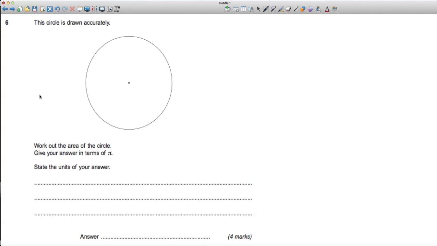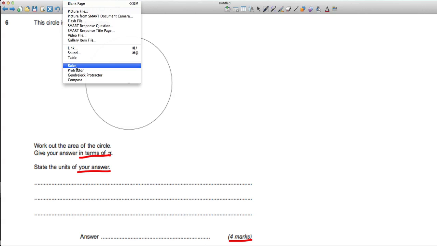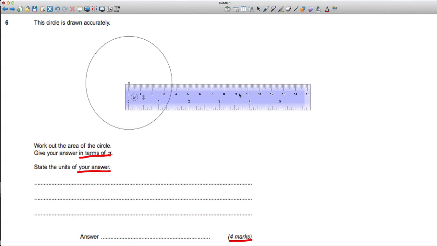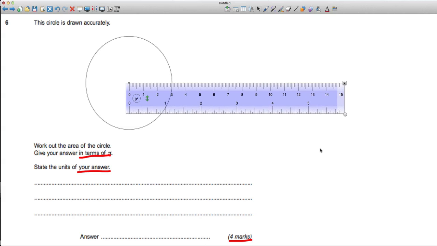Okay, next question. This circle is drawn accurately. Work out the area of the circle, give your answer in terms of pi, state the units of your answer for 4 marks. So this is such an easy question, make sure you get the 4 marks. Now on your sheet of paper it may look different because this has been enlarged or shrunk on the screen, but what you have to do in principle is get your ruler out and measure. I can't remember exactly what it is, it depends what it is on your page. So draw a radius in, and the radius here would be equal to 4.